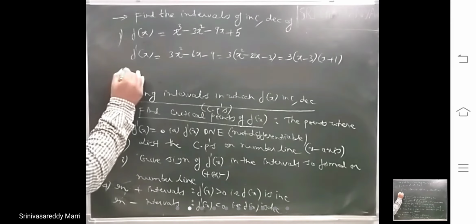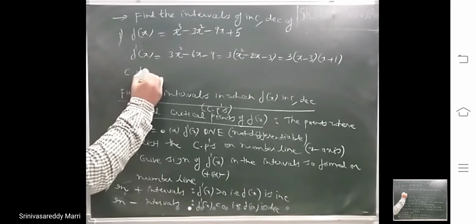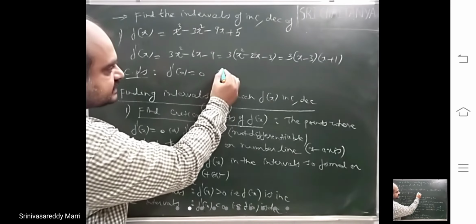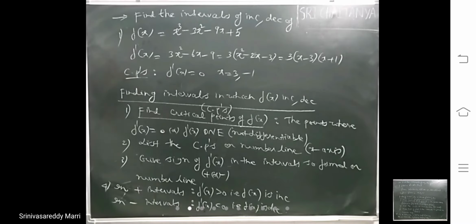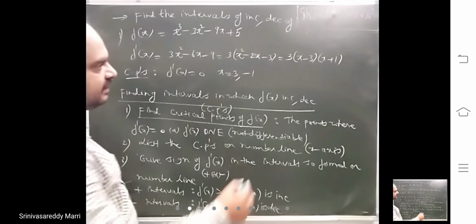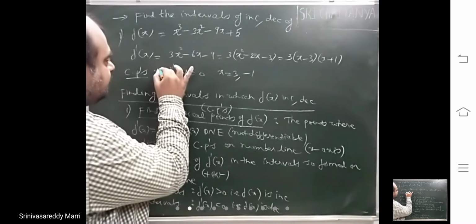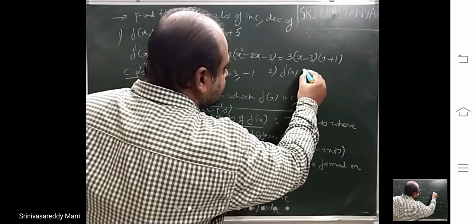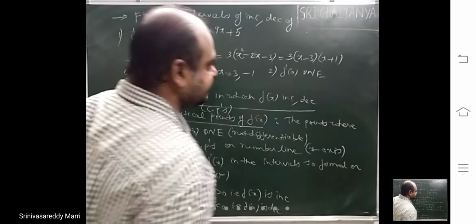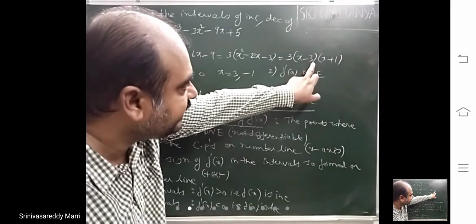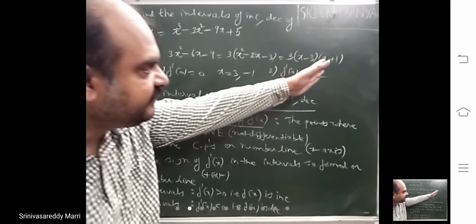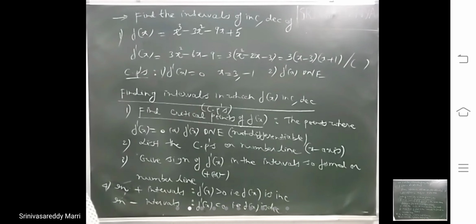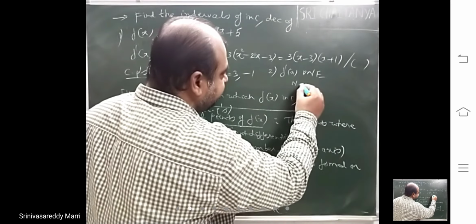Now the next step is critical points. f dash x equal to 0 gives the critical points. What will you get? 3 and minus 1. So this is number 1. Next, where f dash x does not exist. There won't be any number where it will become infinity. Is there any denominator? No, the denominator is not there. That means no points; the derivative exists everywhere.